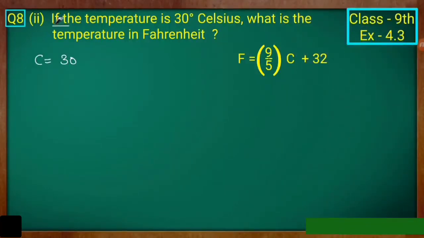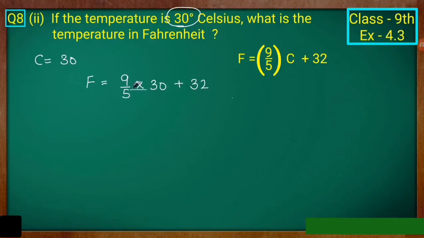Second, if the temperature is 30 degrees Celsius, what is the temperature in Fahrenheit? Here Celsius is 30 degrees, it is given to us. We have to substitute C is 30 and find the value of Fahrenheit. Simply suppose this is an equation in which we substitute C as 30. So F equals 9/5 into 30, plus 32.